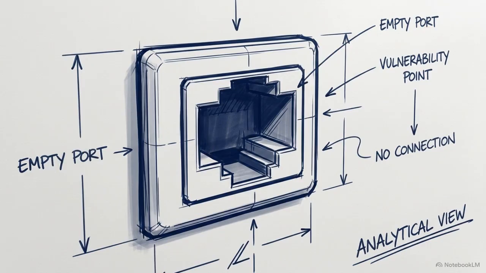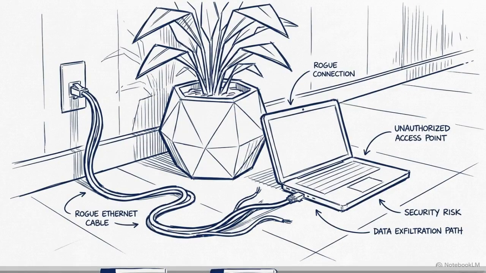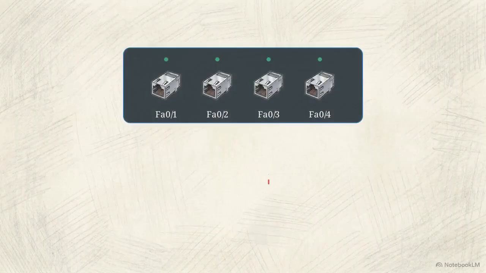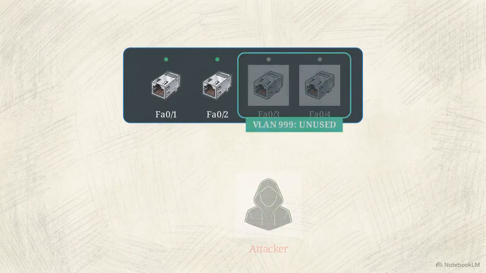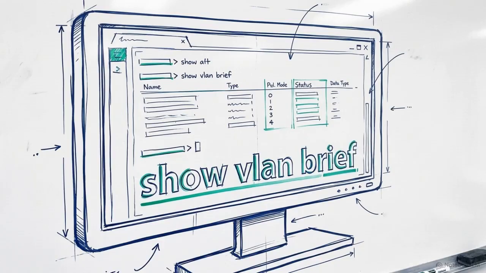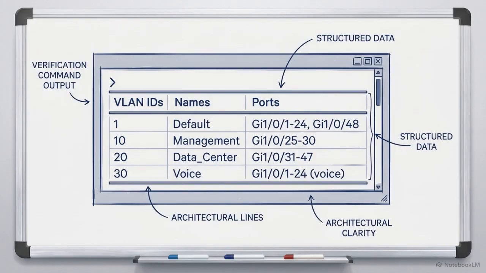A brilliant architectural blueprint is useless if the front door is left wide open. Unused wall jacks and empty switch ports are severe vulnerabilities. An attacker can easily plug a laptop into a forgotten lobby port. To prevent this, every unused port must be manually shut down and assigned to a dead-end network. When an issue does happen, guessing wastes time. This terminal readout shows a verification command. It cleanly lists every VLAN and the exact ports assigned to them, giving us instant visibility into the architecture we built.